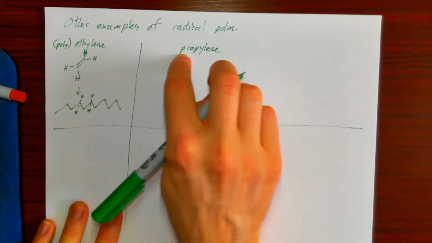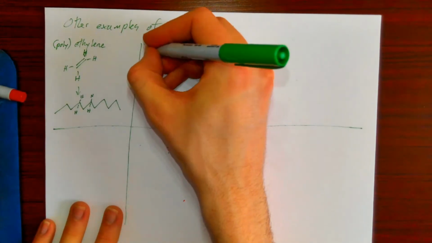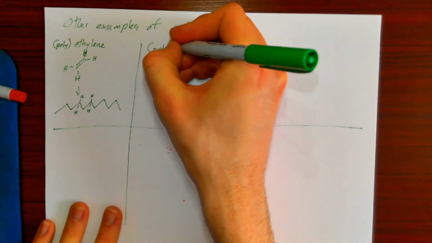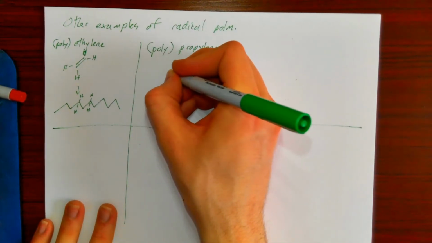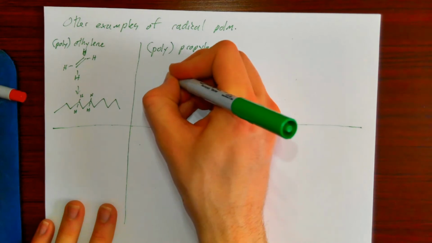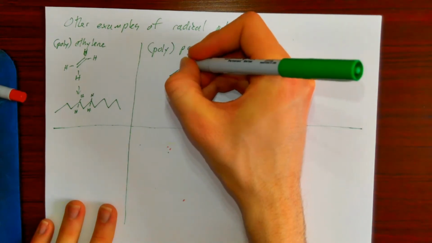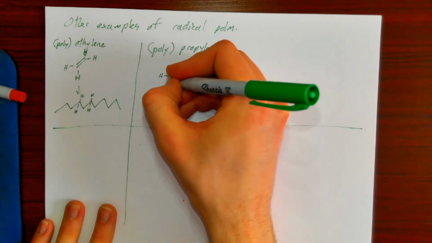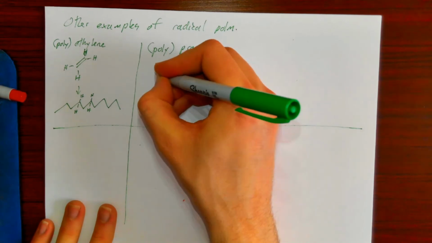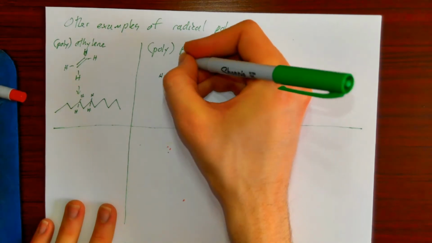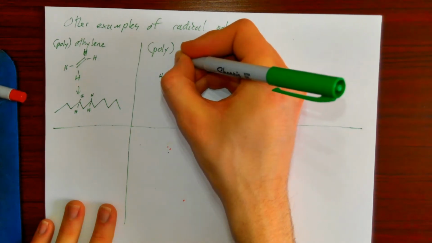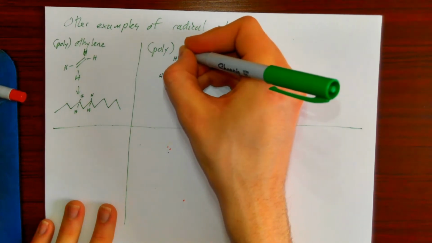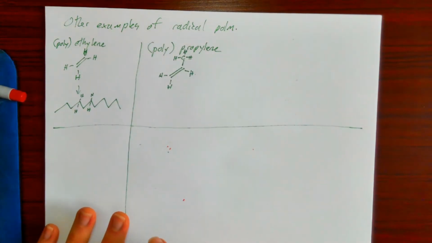So propylene makes polypropylene when it's polymerized. And propylene actually looks very similar to polyethylene. There's this carbon-carbon double bond, except one of the carbons has two hydrogens on it. One of the carbons has one hydrogen, but then there's a methyl group, right? A CH3 sticking on this.